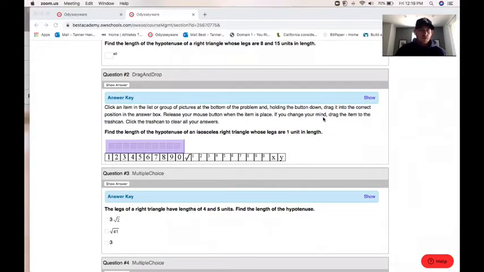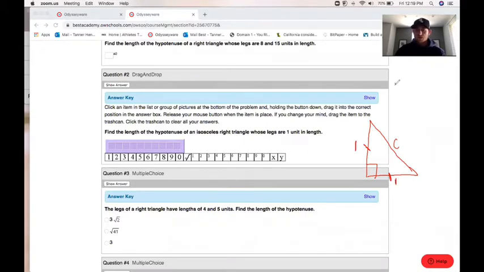Okay, number 2 says find the length of the hypotenuse of an isosceles right triangle whose legs are 1 unit in length. So we got this. Something like that, and it says isosceles, so that means 2 sides are the same. And if it's 2 sides that are the same, it's going to be the 2 legs, because c, the hypotenuse, can't be the same as these 2. So this one's going to be 1, and this one's going to be 1.